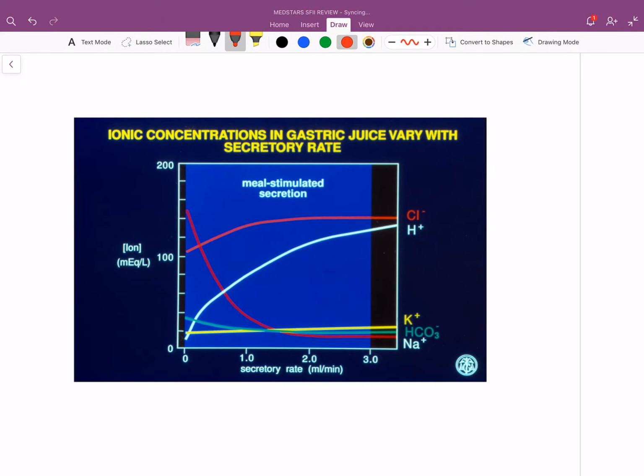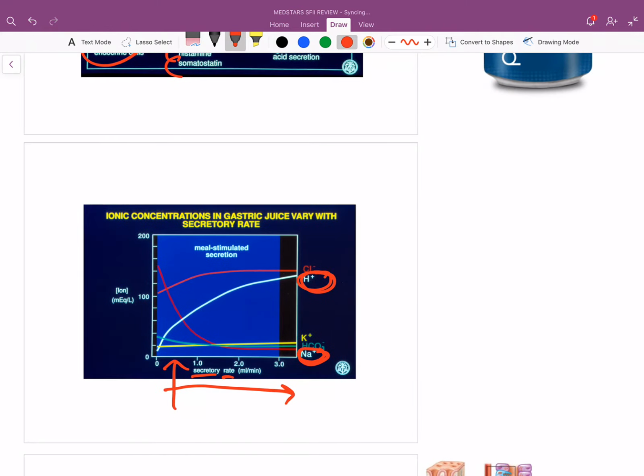So gastric acid, the juice, varies with secretory rate. What we are trying to say here is that the more you secrete gastric juice, the more acidic it is. As you can see, look at the secretory rate right here. The higher the secretory rate, the more acidic it is, and you can also see that it has less sodium. So the slower the secretory rate, the more sodium it has and the less hydrogen ion it has.